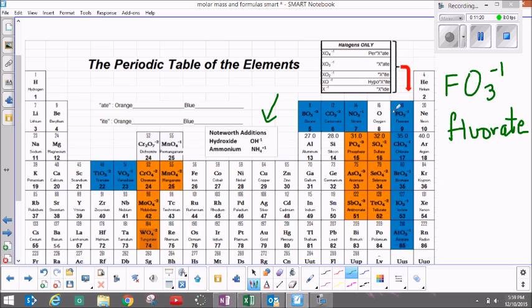I would have recommended memorizing them based on the color coding and where they lie on the periodic table. There is a separate video on memorizing these polyatomic oxyions found on YouTube.